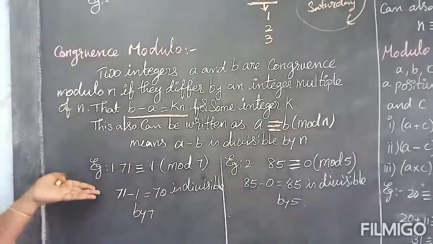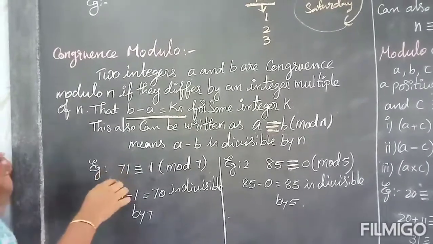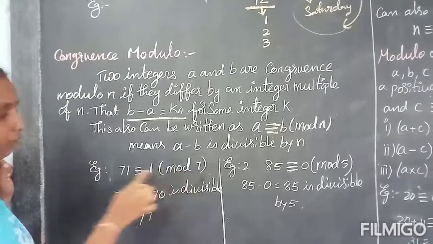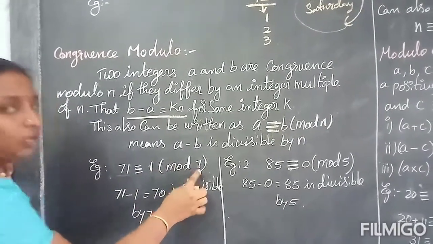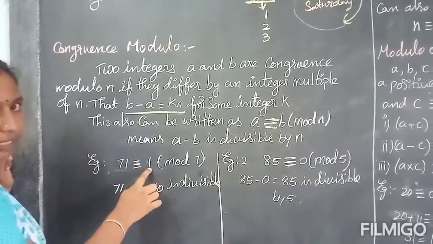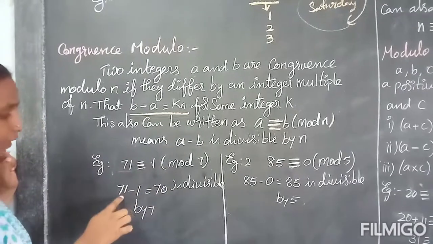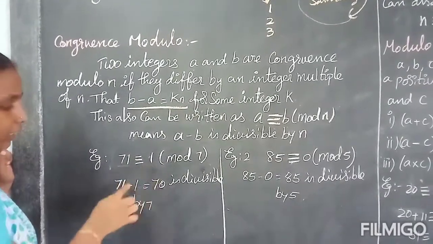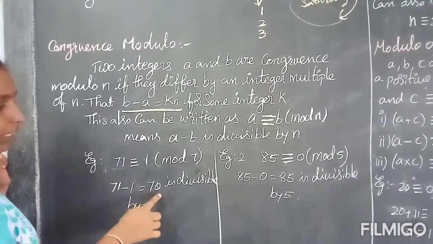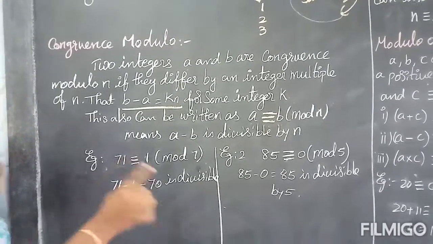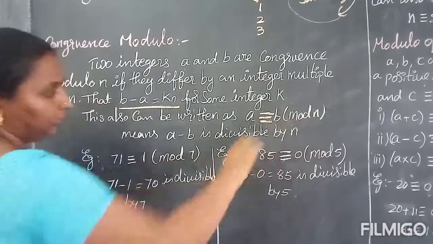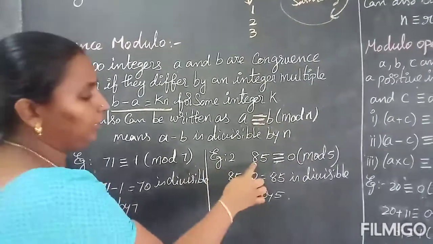If I teach with an example, you will understand better. Example: 71 is congruent to 1 mod 7. Here you have to divide 71 by 7. What will be the remainder? 1 will be the remainder, no? So you have to write the remainder here. In other words, you can say 71 minus 1, that is 71 minus 1, what will you get? 70. 70 is divisible by 7, no? That only they given here: a minus b is divisible by n. Is it clear?